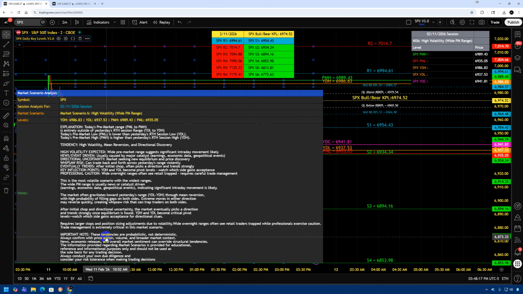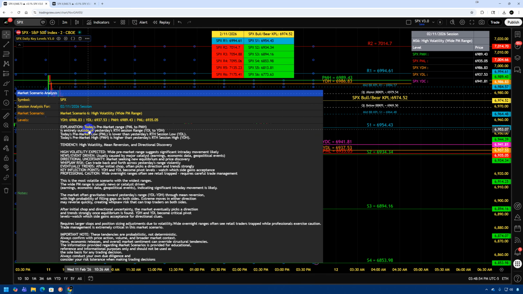There's also an important note down here. These tendencies are probabilistic, not deterministic. Always confirm with price action, volume, and broader market context. News, economic releases, and overall market sentiment can override structural tendencies. The information provided regarding the market scenarios is provided for educational reference and informational purposes only. It should not be used as the sole basis for any trading decision. Always conduct your due diligence and consider your risk tolerance when making trading decisions.